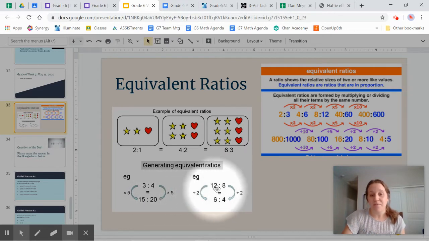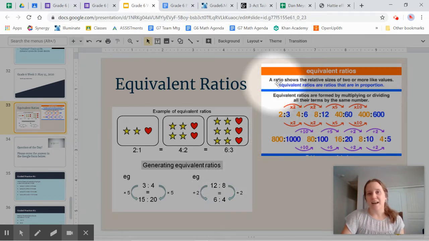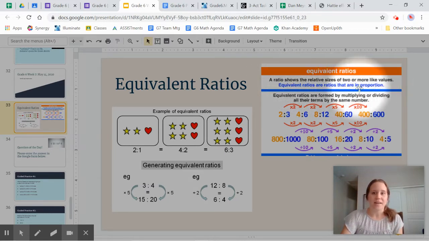Same thing, if I have the ratio 12 to 8, I can use division. So both multiplication and division of each part to get an equivalent ratio. Here is a sentence to summarize. Follow along with me. A ratio shows the relative sizes of 2 or more like values. Equivalent ratios are ratios that are in proportion. Equivalent ratios are formed by multiplying or dividing all their terms by the same number.